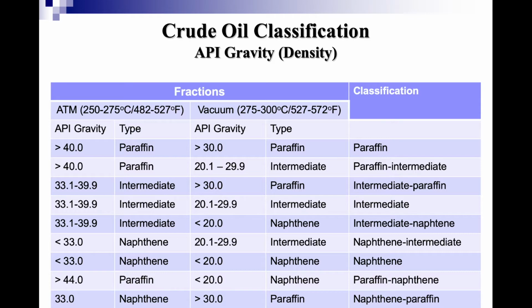So we can see here for the paraffin and the type of fraction for different pressure, atmospheric and vacuum: 40 and 30, 40 and 21, 20.1 for the intermediate also, and naphthene intermediate. Okay, so this is the classification for the crude oil according to the API gravity. You can see the different names, for example, crude oil in the group of paraffin intermediate. So basically you have to know what the gravity and the fraction are, but of course usually they will be provided in the test or the final exam.